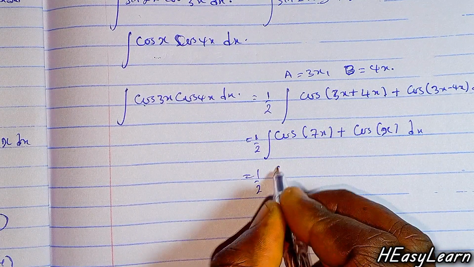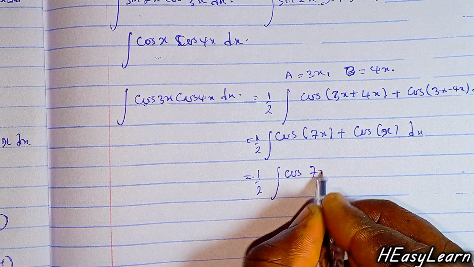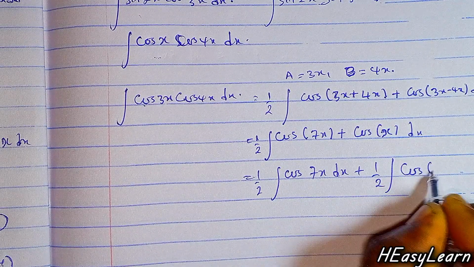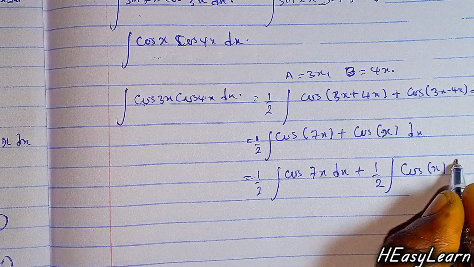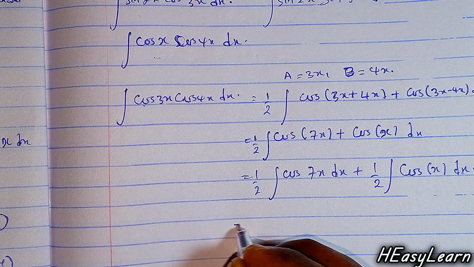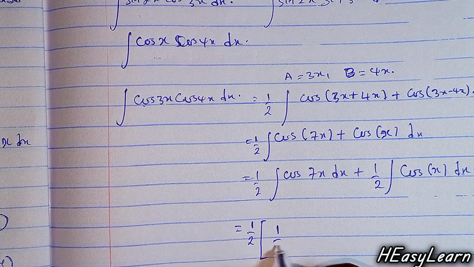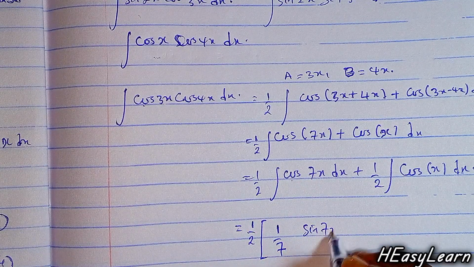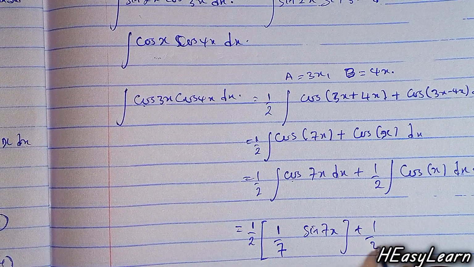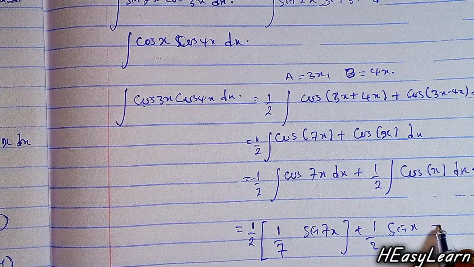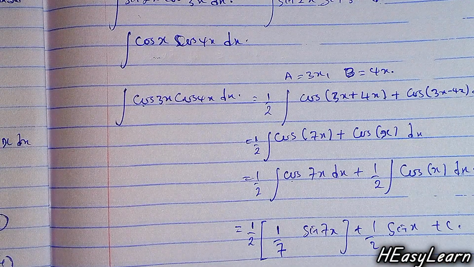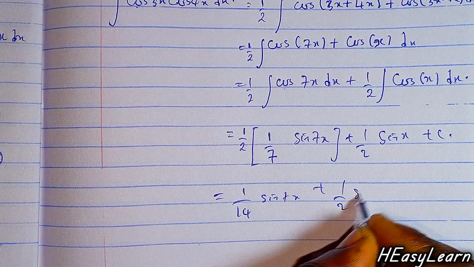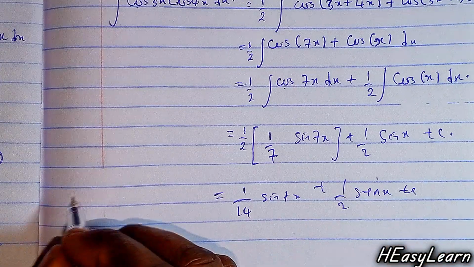We have it to be 1/2 cos 7x dx plus 1/2 cos(-x), which is the same thing as cos x, because cos x is an even function. What is this integral? 1/7 sin 7x plus 1/2 sin x plus constant of integration. This is the same thing as 1/14 sin 7x plus 1/2 sin x plus constant of integration.